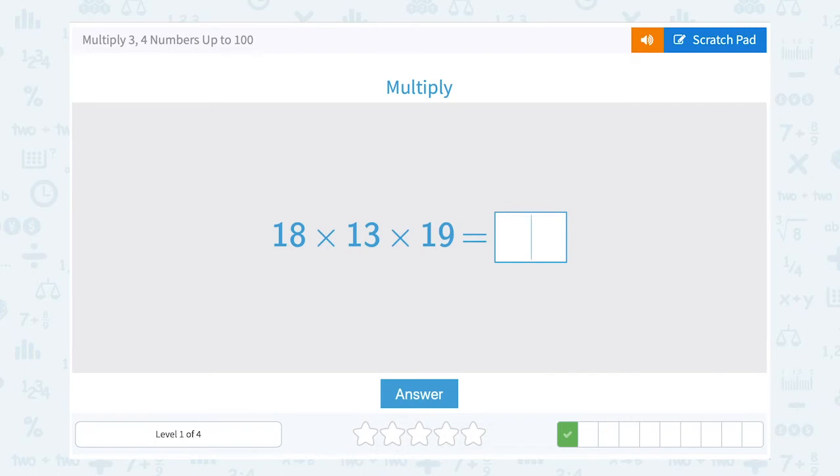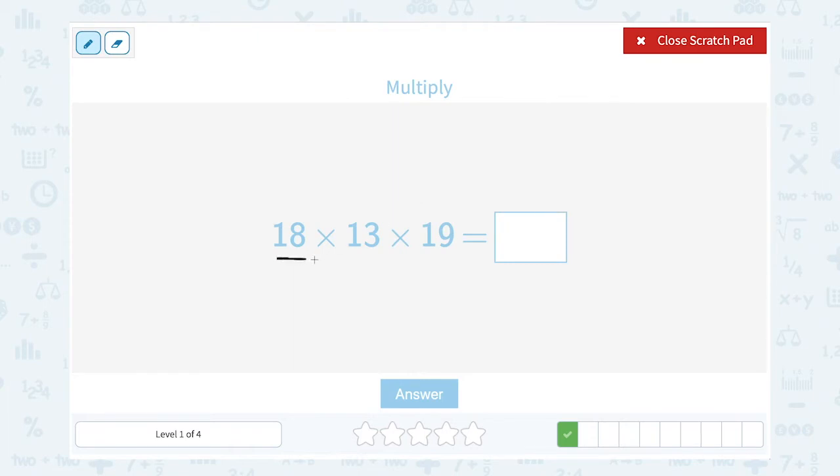18 times 13 times 19. Okay, well in this case, none of the numbers are super small, so I'm not that worried about the order. Let's just multiply the first two together, and then I'll multiply that answer by 19. Okay, so 18 times 13.